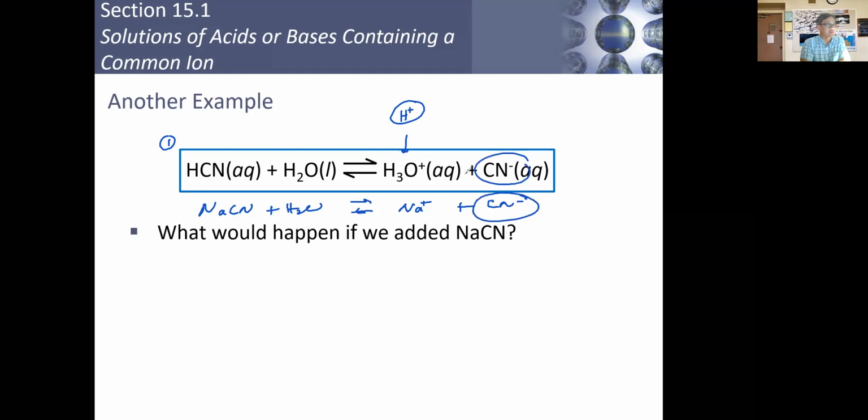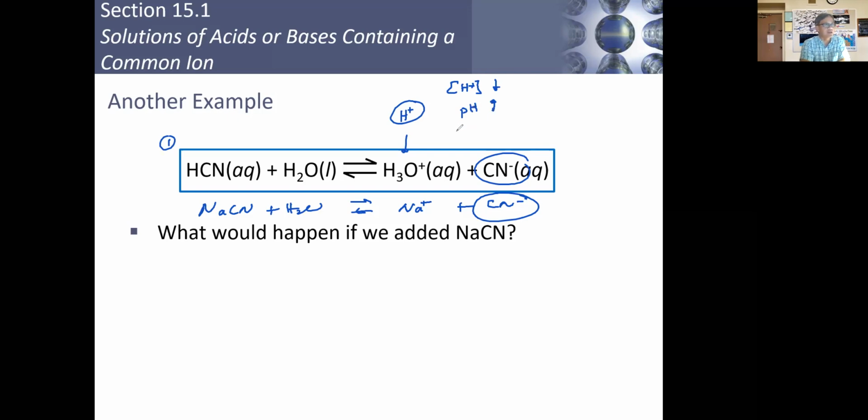And if we add sodium cyanide to hydrocyanic acid, we expect that the hydrogen ion concentration is going to drop. And again, I'm going to repeat this for you. If the hydrogen ion concentration drops, we're going to see the pH go up as a result of adding more cyanide.